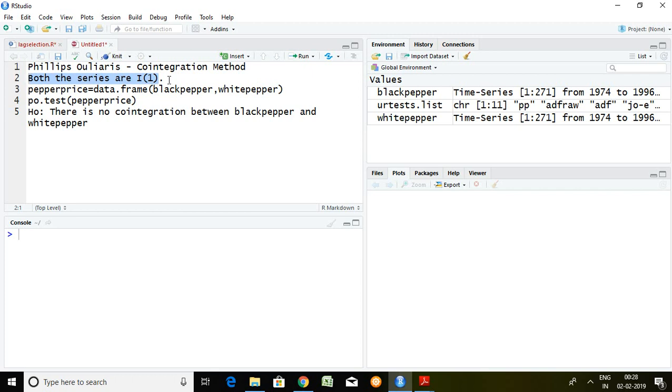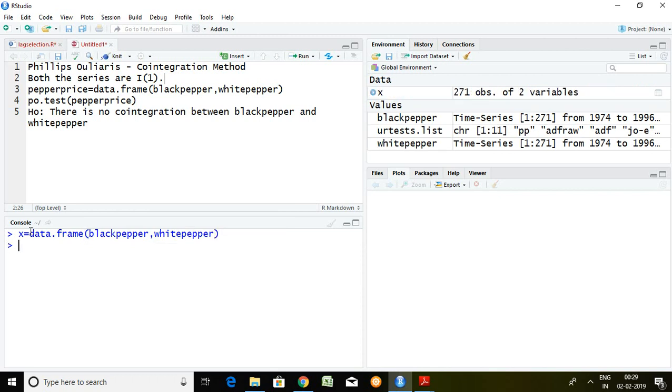In order to run Phillips Ouliaris, we have to combine the black paper and white paper in one series. So simply I write here x equal to data.frame(black paper, white paper), then enter. Now both the series, black paper and white paper, are stored in X.